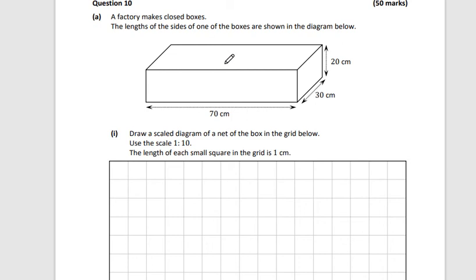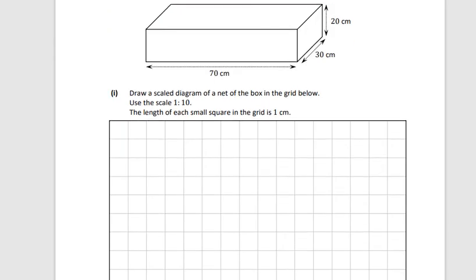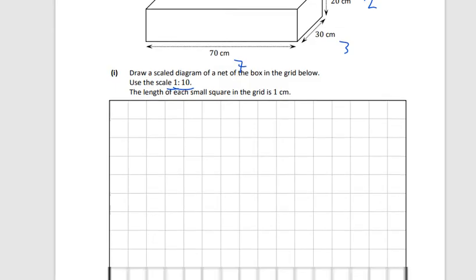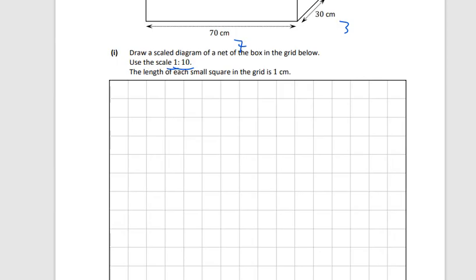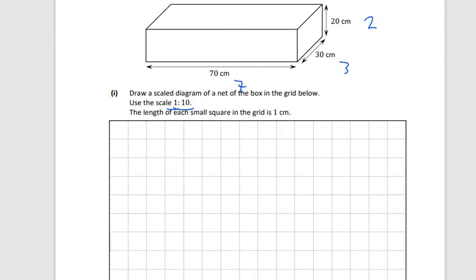Hi folks, this is question 10. We just have to draw a scaled net of the shape. The scale is 1 is to 10. That just means that this will be 2, this will be 3, and that will be 7 when we're drawing it on the grid. If I'm drawing a net, I should use a ruler for this, but I'll just go freehand.